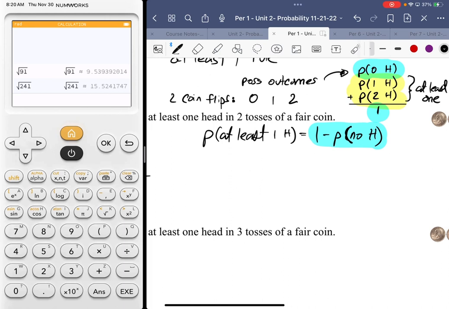Like if I flip a coin 1,000 times, it is technically, mathematically possible that all of them are heads or all of them are tails, but odds are it's going to be some mixture. So we find the one instance for the probability that we don't want, subtract it from 1, and we'll find the probability of the thing that we do want.